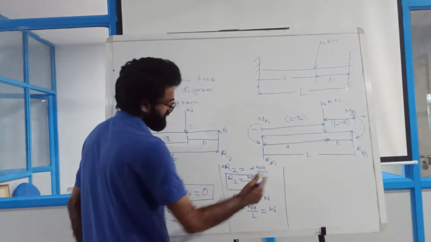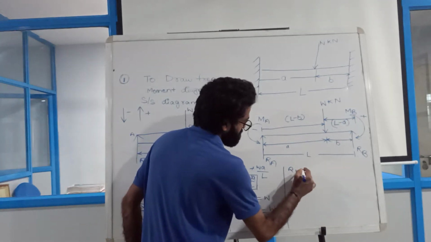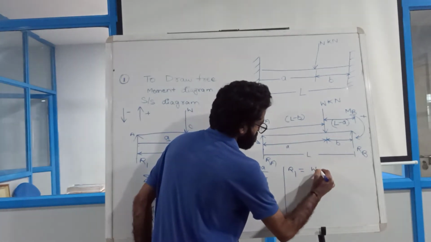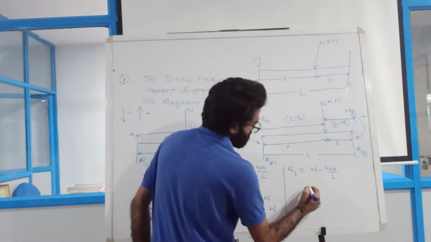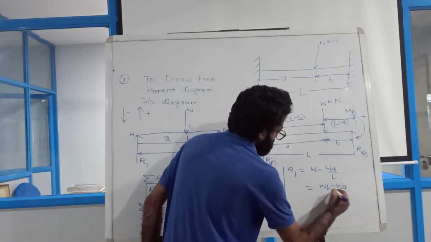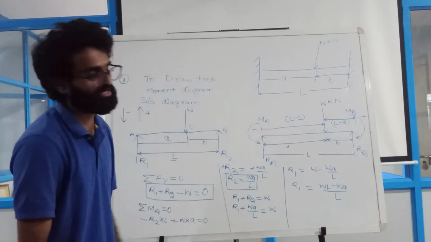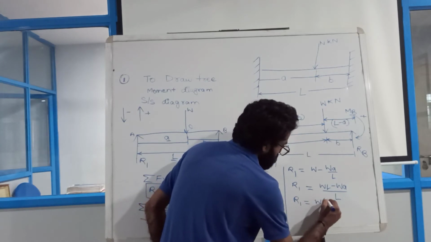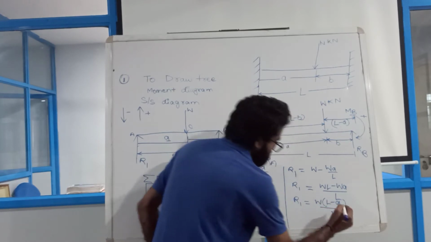So I will keep that value over here. So let us see. This will become R1. R1 is equal to W minus WA divided by L. And if I am going to take the LCM for this, then it is going to become this term. Am I right? And if I solve it further, it will become W. I am going to take out the common, and this will be L minus A divided by L.